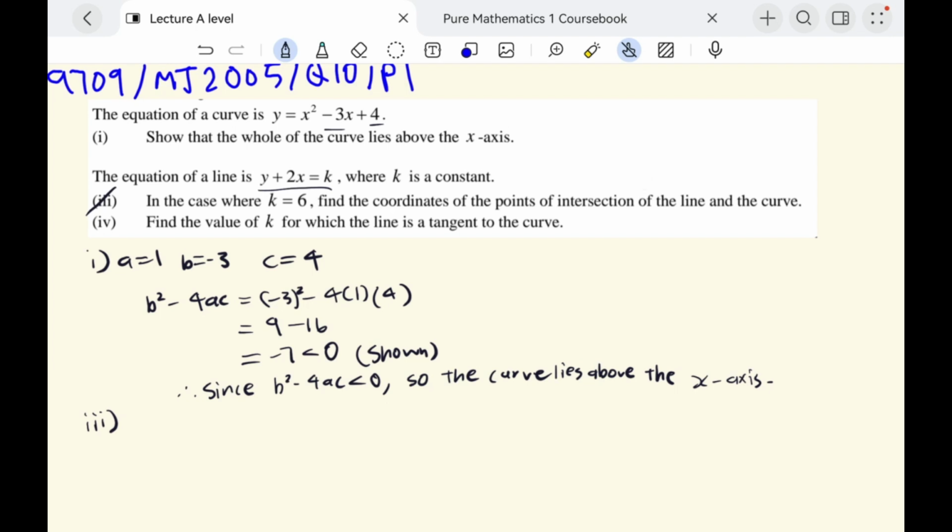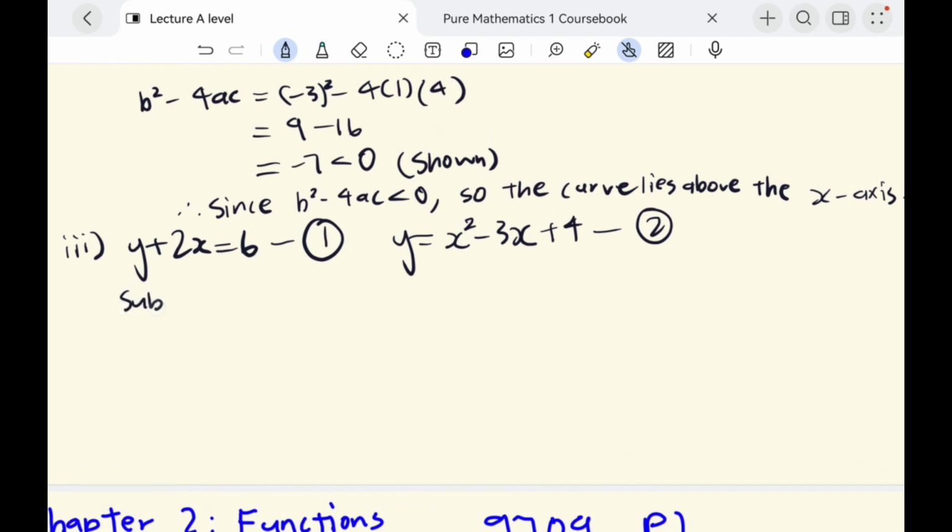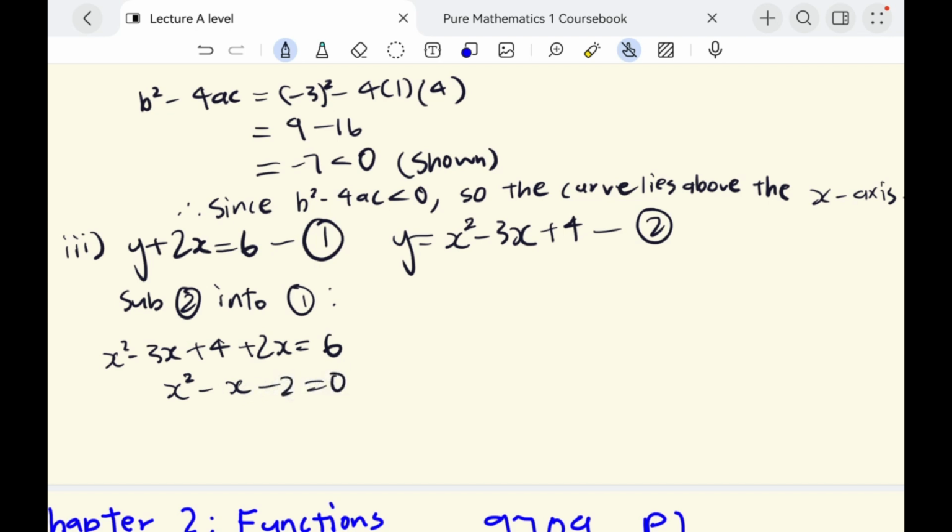So let's substitute the k inside. y plus 2x equals 6. Let this become the first equation. And the question wants you to find the coordinates of the points of intersection between the line and the curve. So you need to let the curve equation become the second equation. And then you need to substitute 2 into 1. So you have x squared minus 3x plus 4 plus 2x equals 6. Move and simplify as a quadratic equation. So you have x squared minus x minus 2. Okay, I will use the fastest method, which is factorization. x minus 2, x plus 1.